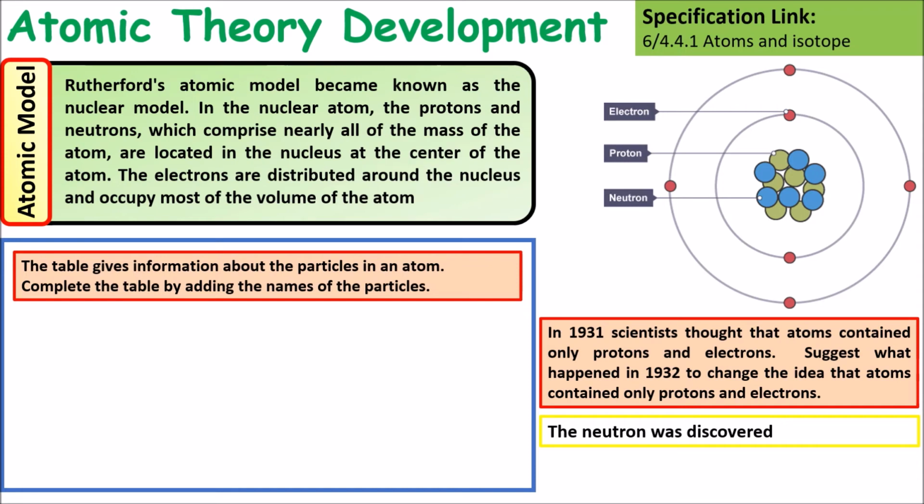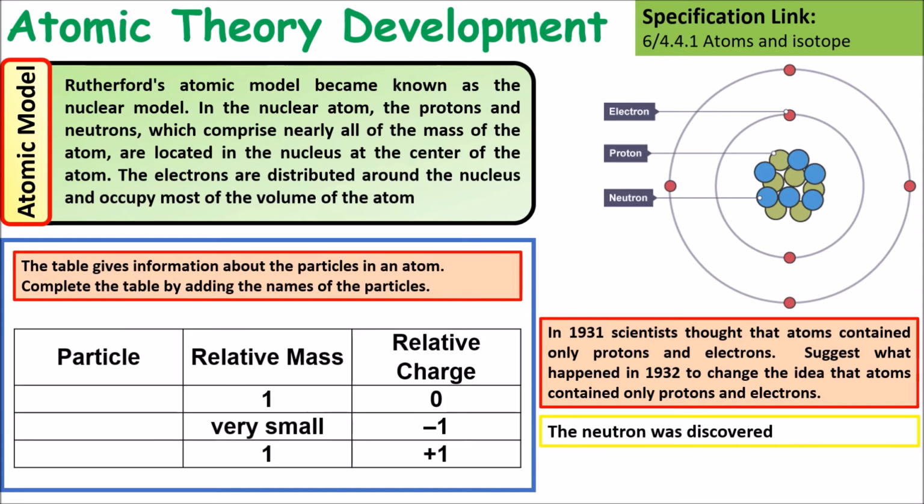The table gives information about particles in an atom. If we're looking at completing this table, we know that the neutron has a relative mass of 1 and no charge. Electrons have relatively no mass and a negative charge, and protons have a mass of 1 and a positive charge.